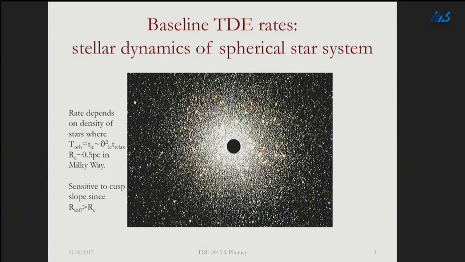So we've heard this morning about the baseline tidal disruption event rates of stellar dynamics of spherical star systems with a black hole in the middle. And the rate depends on essentially diffusion into the loss cone. Typically, the dominant scale is around half a parsec for Milky Way-like galaxies, and that's well inside the radius of influence for the Milky Way, which is a few parsecs. The rates are then sensitive to the slope of the cusp, and I'll come back to that. I think a lot of people use rather generous cusps and even ridiculously generous cusps.